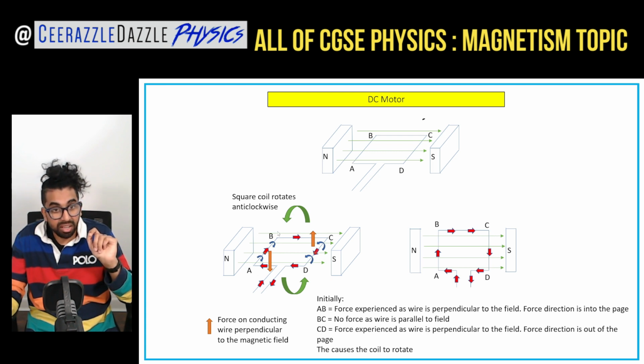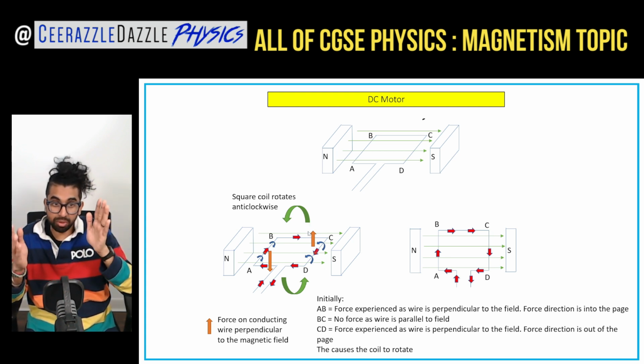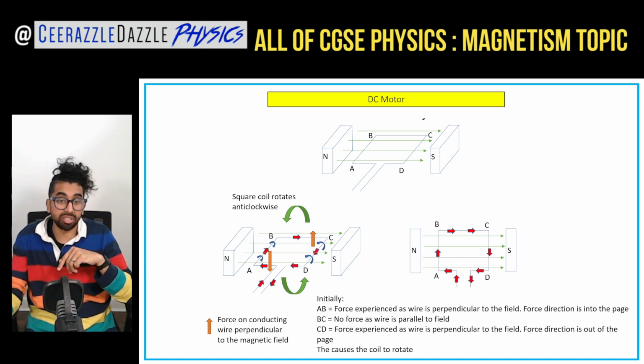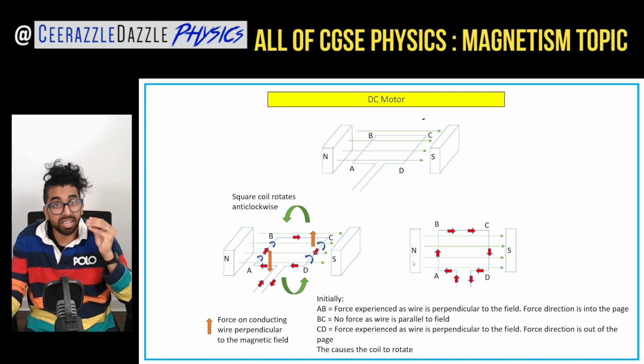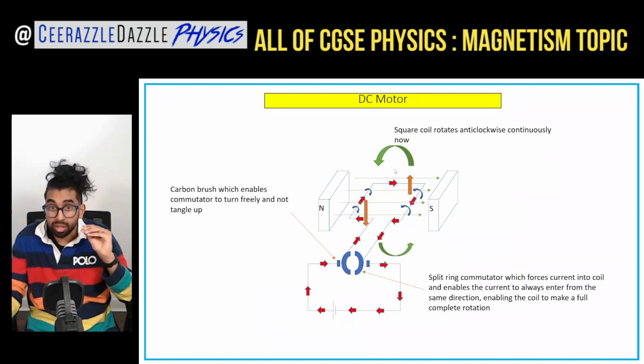So A to B, there will be a force downwards, verify it using Fleming's left-hand rule. C to D, there's a force pushing it upwards. And therefore, if AB is moving down and CD is moving up, the whole thing will rotate. That's going to be the origin of the physics behind a DC motor. Right, so the DC motor, this is the full diagram right now.